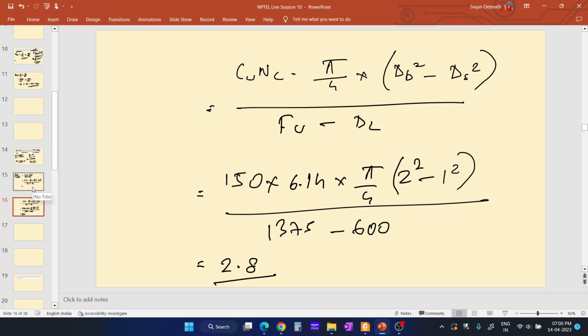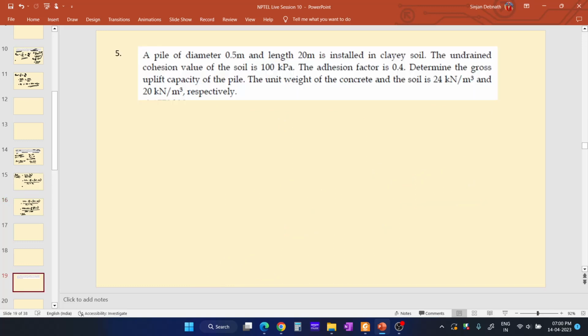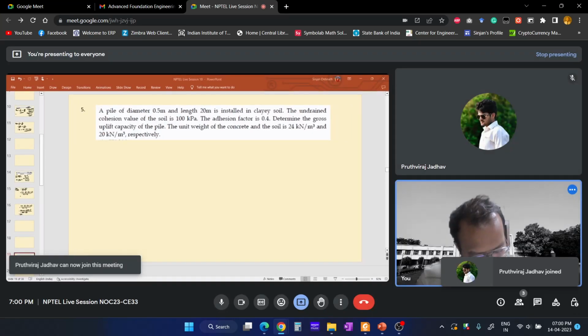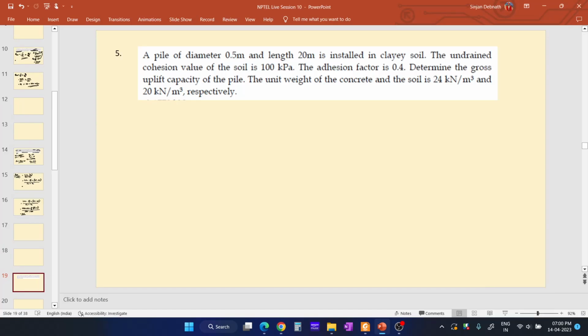Okay, so let me proceed to the next problem. So let me proceed to the fifth problem. So what is the problem? The problem is a pile of diameter 0.5 meter and length 20 meter is installed in clay soil.